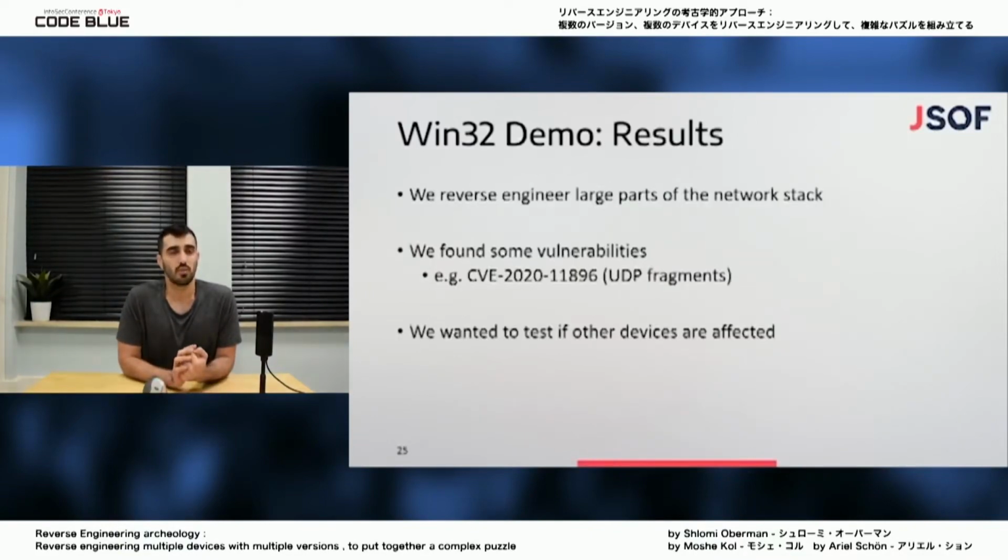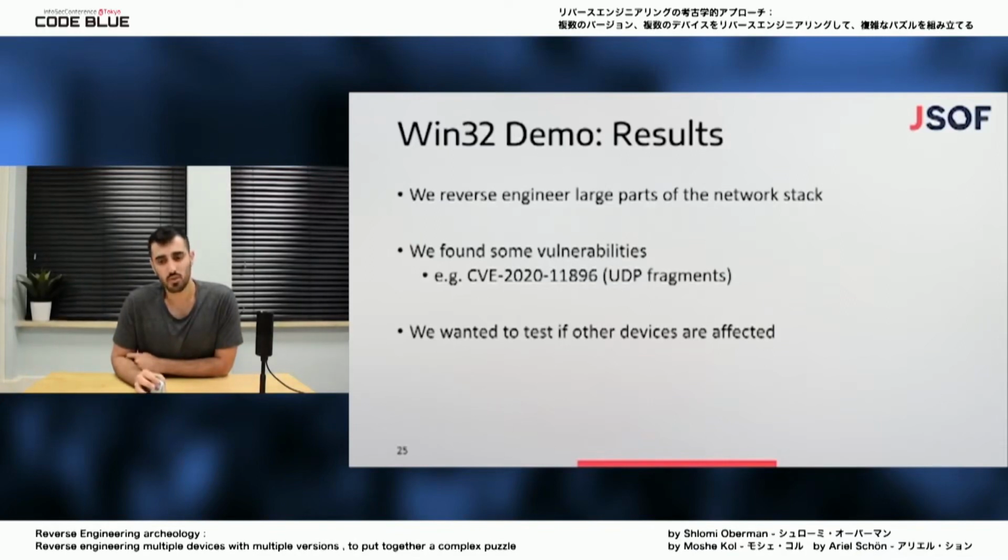We found some vulnerabilities at this stage. One of the vulnerabilities we found was tracked by CB20 11.896, which involved an issue with how the Trek stack handles fragments over an IP and IP tunnel. And we wanted to test if other devices are affected by this serious vulnerability.